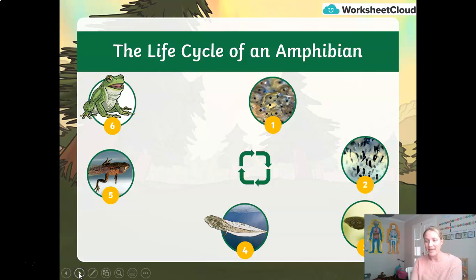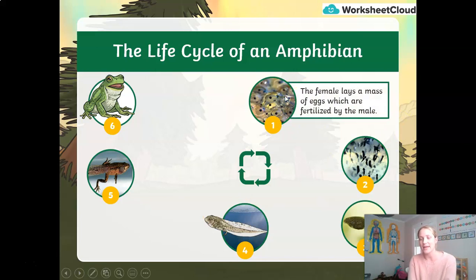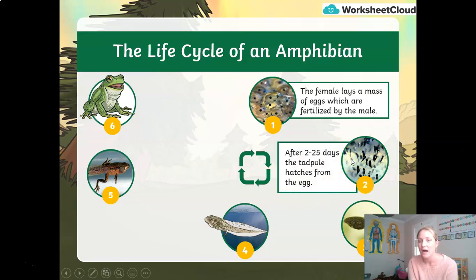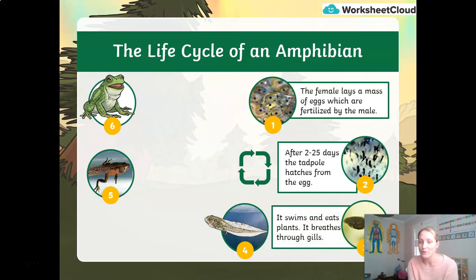Now, the amphibian. The amphibian's life cycle is very complex and very interesting. The first stage is when there is a mass of eggs laid by a female and fertilized by a male. Now remember, with amphibians, this often happens underwater. After about anywhere between 2 to 25 days, tadpoles hatch from those eggs. And remember, those tadpoles look very similar to little tiny fish, and they live underwater. Those tadpoles swim and they eat plants and they have gills.